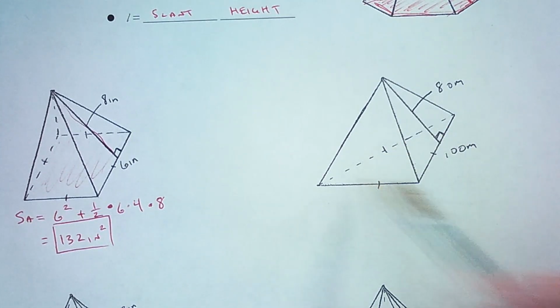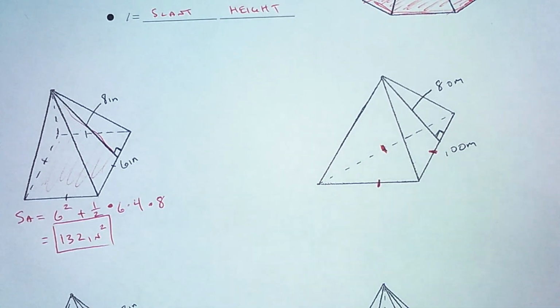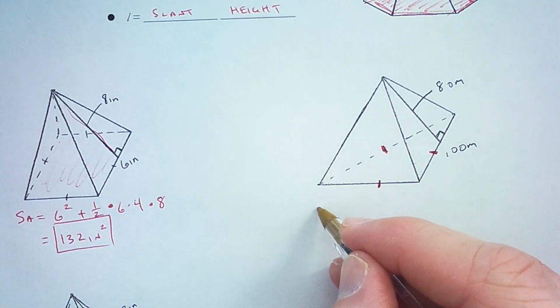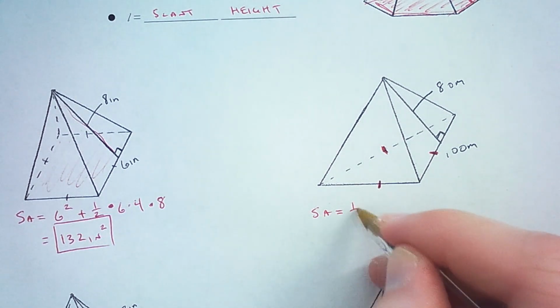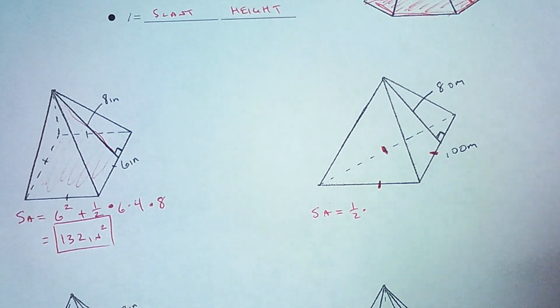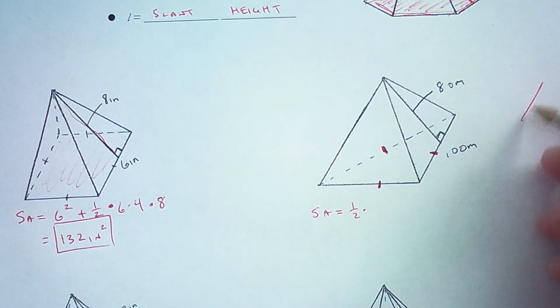Here we have a triangle, and it happens to be equilateral. Okay, so the surface area is the area of the base, so that's 1/2 times base times height. I'm going to redraw this triangle from more of a straight-on view.